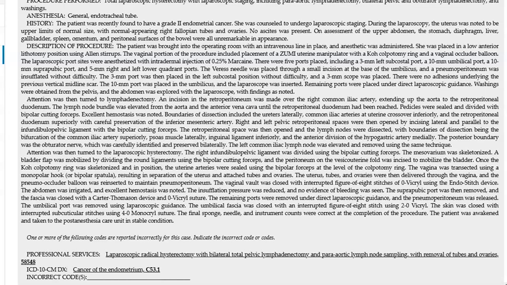So the CPT code, it says, is 58548, laparoscopic radical hysterectomy with bilateral total pelvic lymphadenectomy and para-aortic lymph node sampling with removal of tubes and ovaries. And our diagnosis, it says, is cancer of the endometrium, C53.1. So let's go to our coding manuals first.